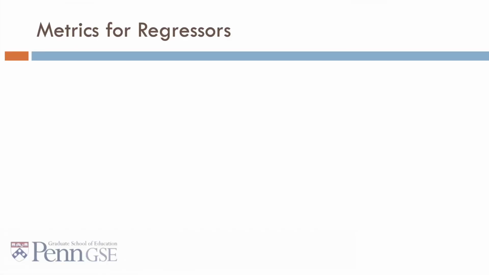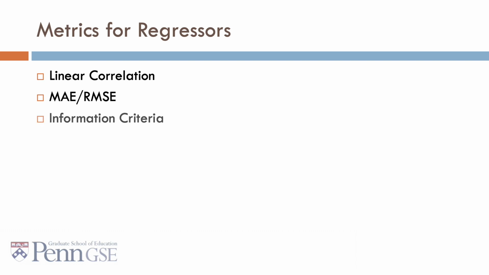In today's session, we'll talk about metrics for regressors, linear correlation and its close relative Spearman's rho, the mean absolute error and the root mean squared error, and information criteria such as BIC and AIC.